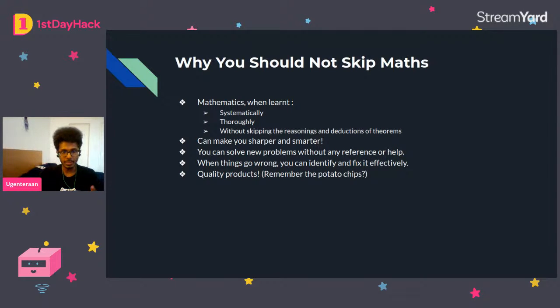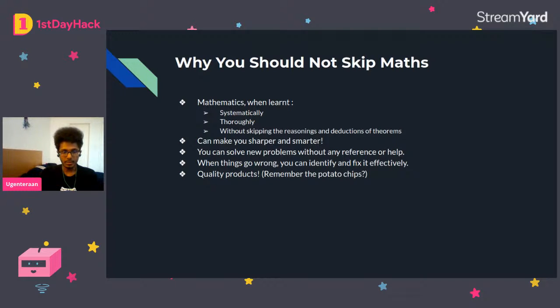So you see, theorems are just some sort of a mathematical construct that will introduce you to formulas and facts in the mathematics that you're studying right now. So when you study them with the proper reasonings and deductions skills, it can actually make you sharper and smarter. Your whole thinking style will change to be better. You can ask better questions, and you can obviously do a lot of things. So you can actually solve new problems without any reference or help. I mean, that's a given because you know things very deeply.